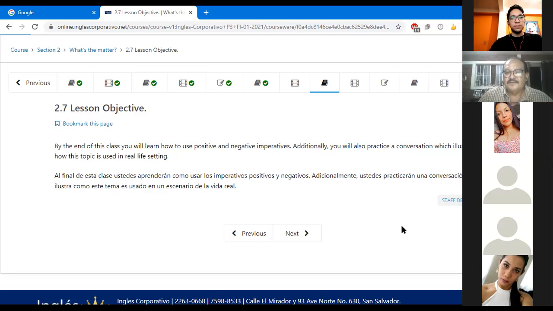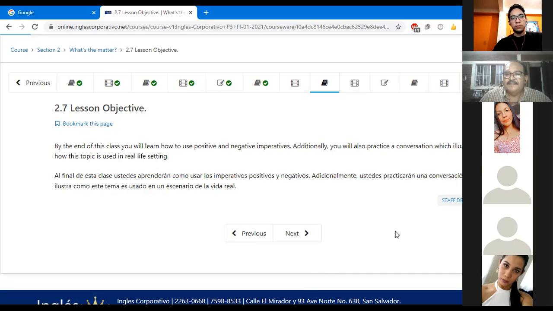Turn off the computer. Ya, apague la computadora, right? Take a shower. Take a shower, okay, good. And a las 4 de la mañana los pobres niños taking a shower. Good. So take a shower. What else? ¿Qué otro comando? Do your homework. Do your homework.